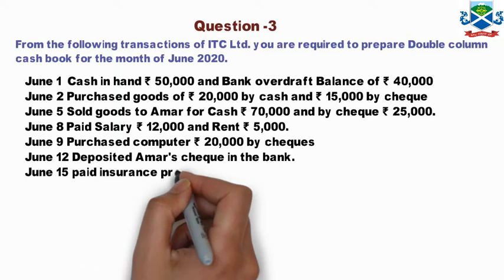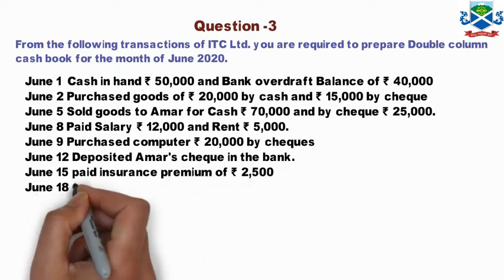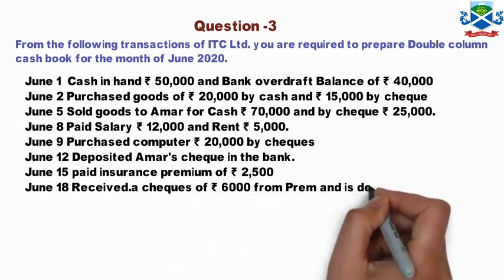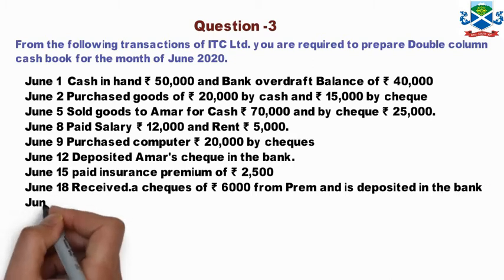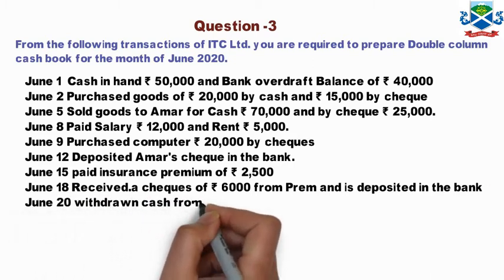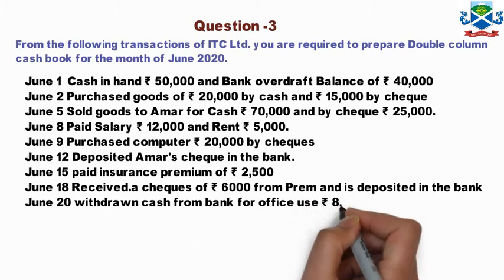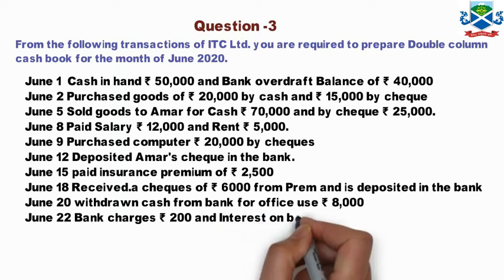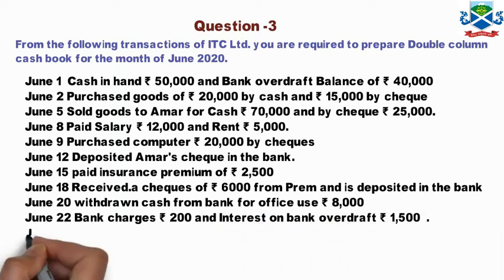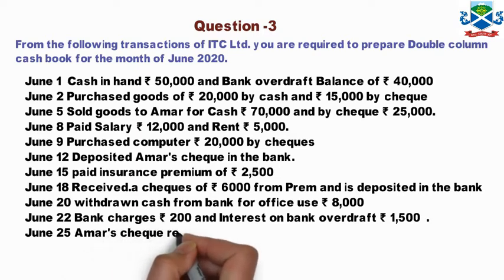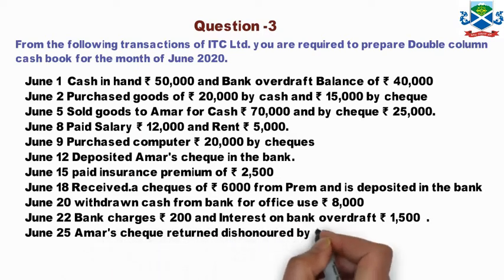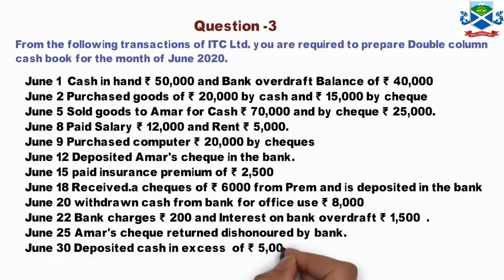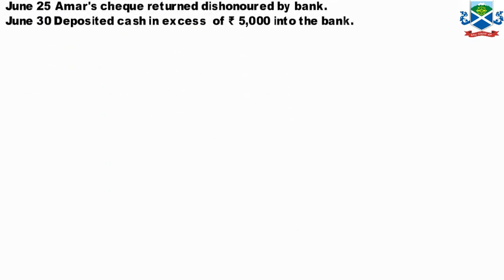June 15, paid insurance premium of rupees 2,500. June 18, received a check of rupees 6,000 from Prem and deposited it into the bank on the same day. June 20, cash withdrawn from bank for office use 8,000. June 22, bank charges 200 and interest on bank overdraft rupees 1,500. June 25, Amar's check returned dishonored by bank. June 30, deposited cash in excess of rupees 5,000 into the bank. This is the new part, you have to learn it.